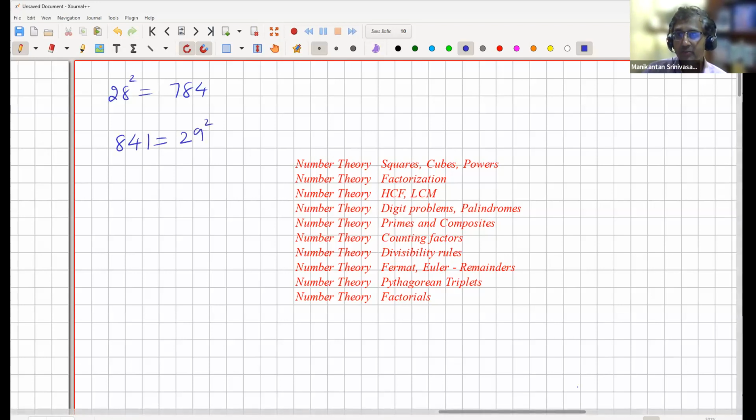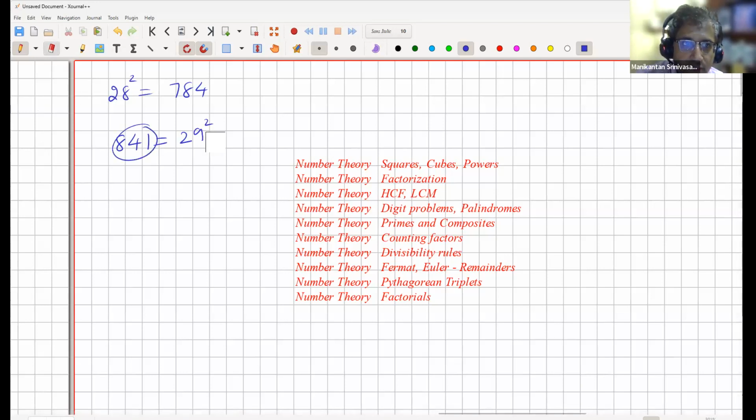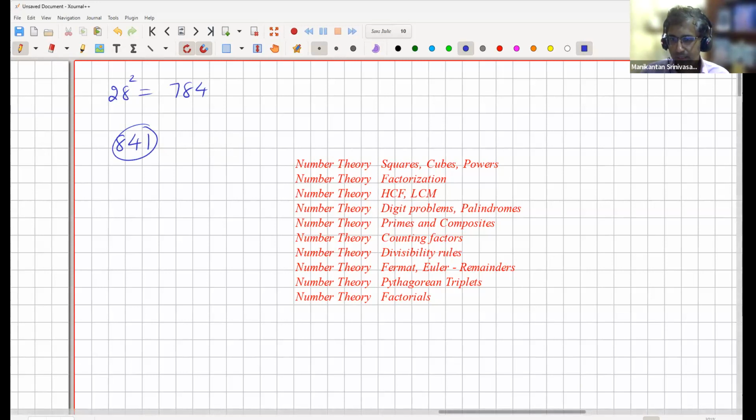So the reverse process is more important, because in a problem, when you encounter 841, and let's say no one is giving you 29 square, if you're able to recognize it's 29 square, that will give you a hint how to solve the problem. Otherwise, it's a plain blank number. So know all your perfect squares till 1000. There are only 31 of them. 31 square is 961. If you know more than that, that's even better. And there are only 10 cubes less than 1000. Know them as well.